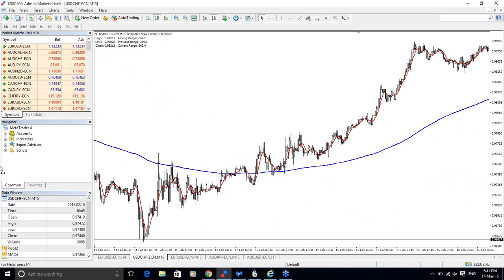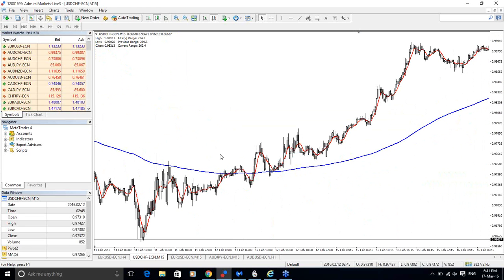Okay, here we have a trend change. There was also a strong trend here. You can see a trend change, and this trend change can also be filtered out with additional indicators.